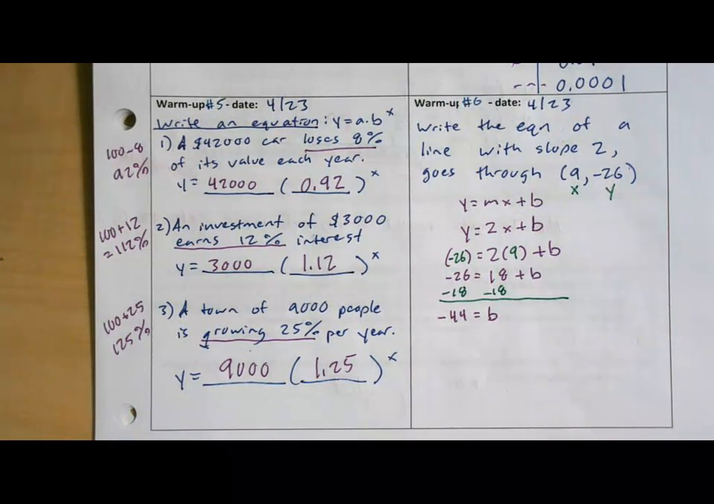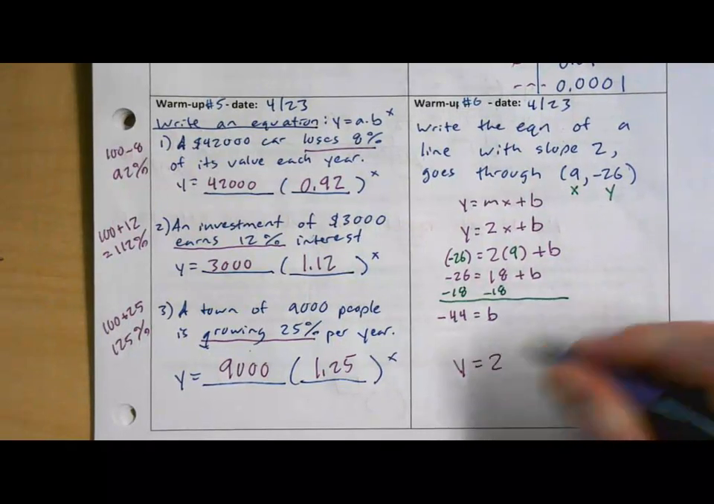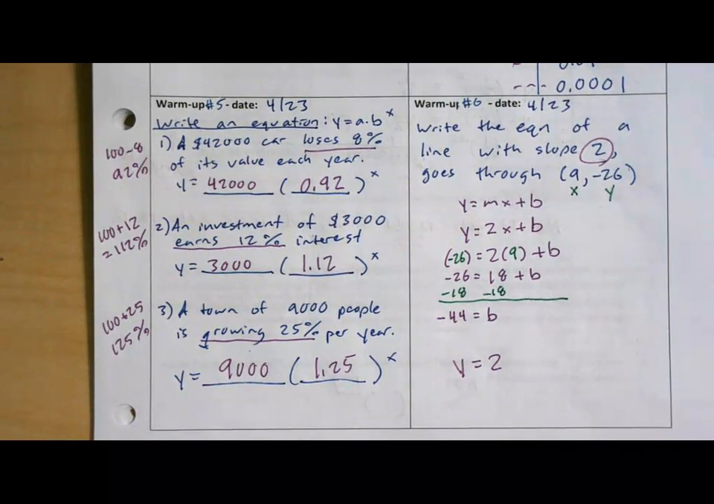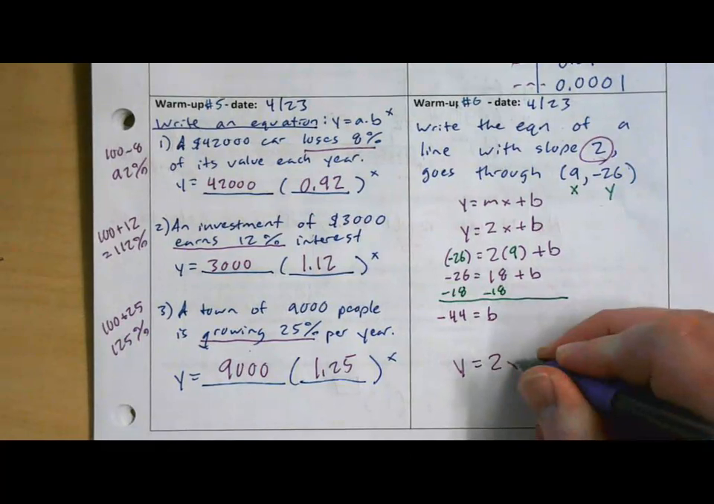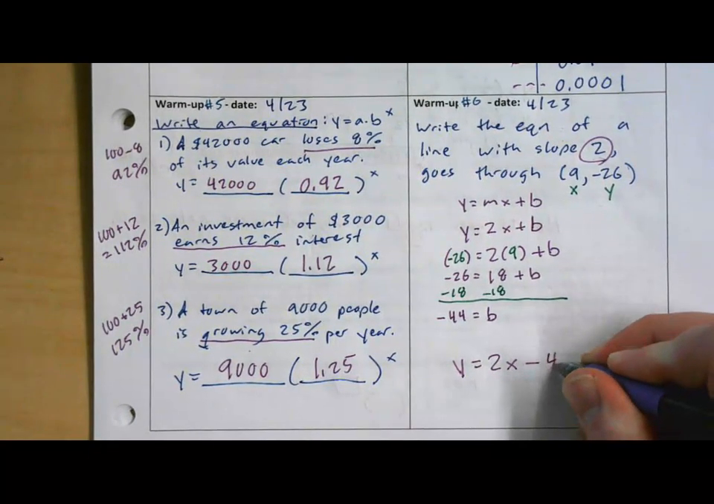I did some mental math there. I hope I didn't make any mistakes. Is that what you all are getting too? So then I think we have everything we need to write the equation now, right? We just got to put it all together. So our final equation is y equals, our slope was 2. We knew that from the beginning of the problem. X, and instead of writing plus negative 44, I'm just going to write minus 44.